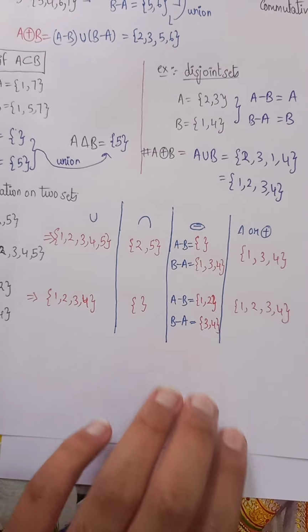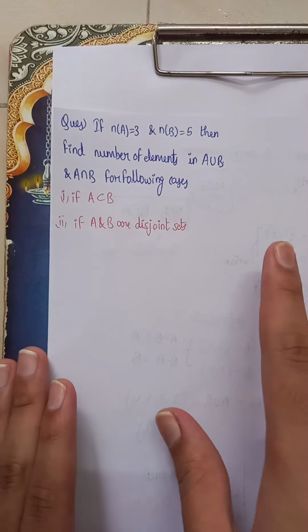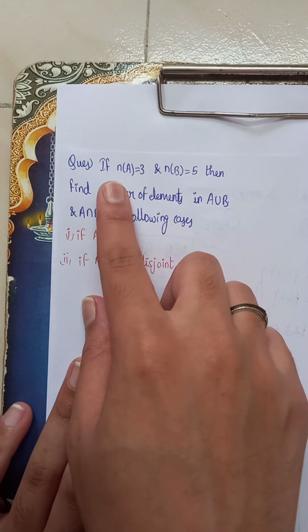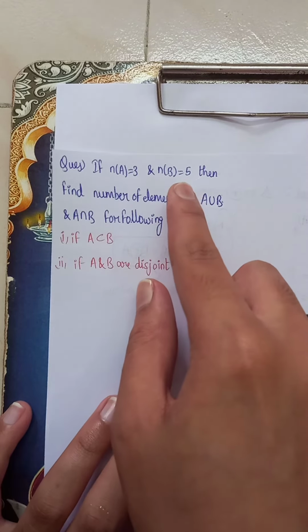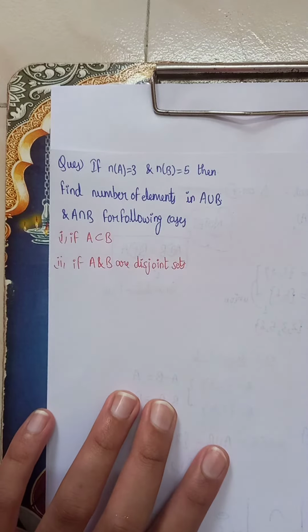Okay, so I hope you understood this example. Moving on to the last question for today's lecture. If the number of elements in set A is equal to 3 and the number of elements in set B is equal to 5, then you need to find the number of elements.